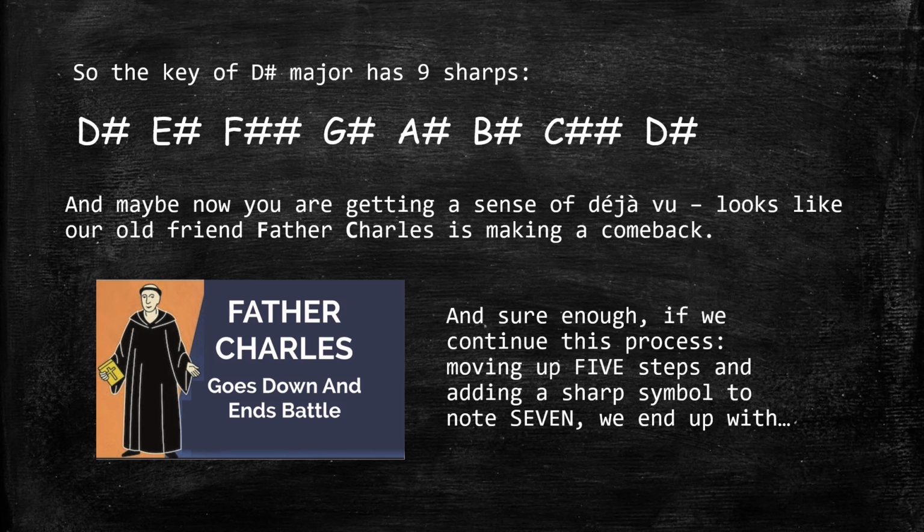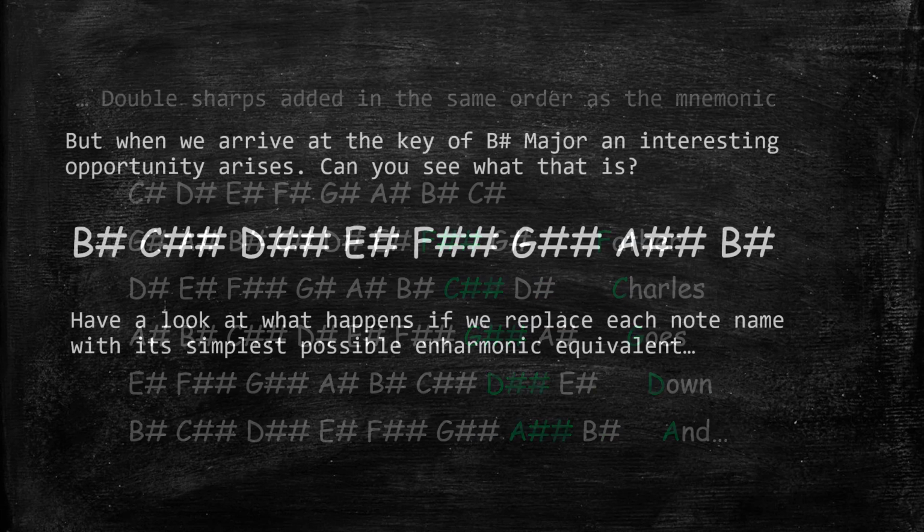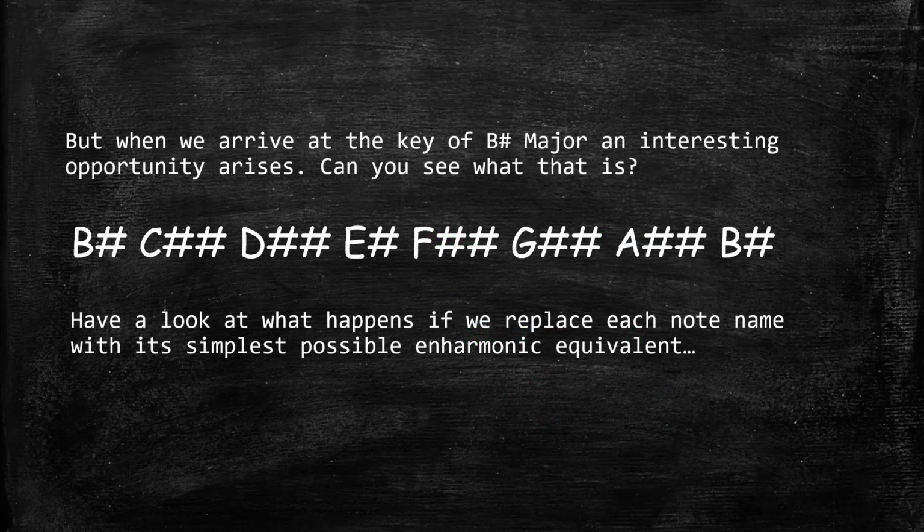And sure enough, if we continue this process, moving up 5 steps and adding a sharp symbol to note 7, we end up with double sharps added in the same order as the mnemonic. Father Charles goes down and. But when we arrive at the key of B sharp major, an interesting opportunity arises. Can you see what that is?